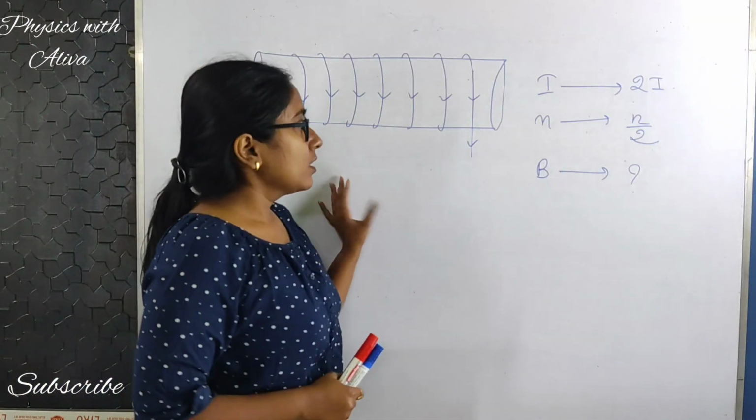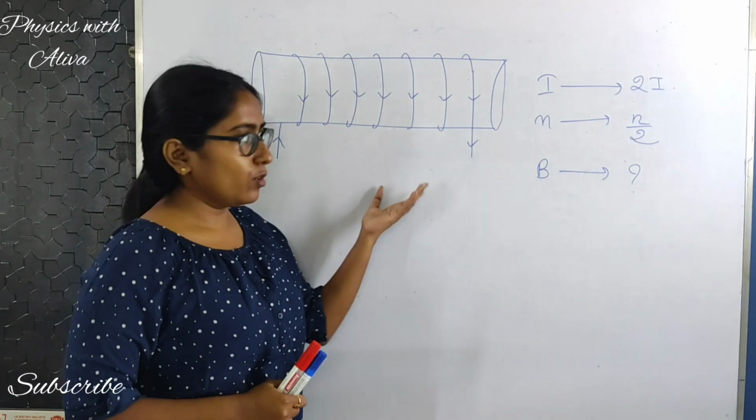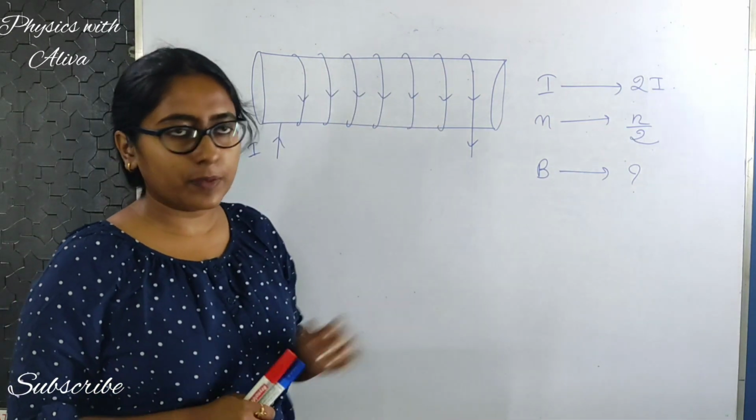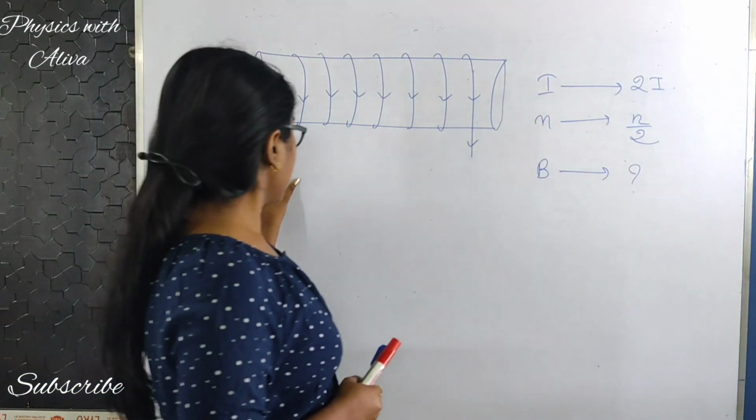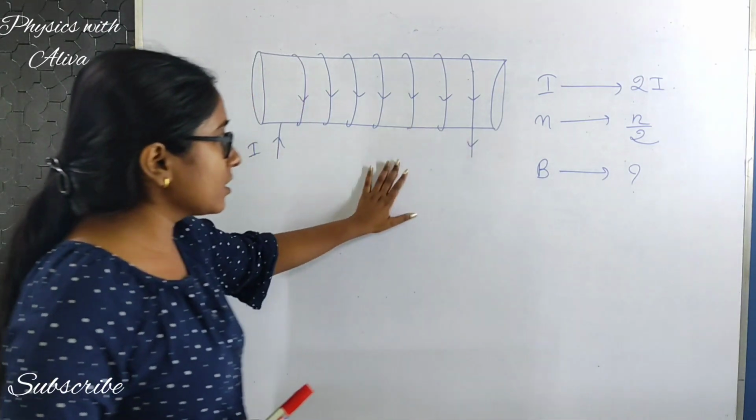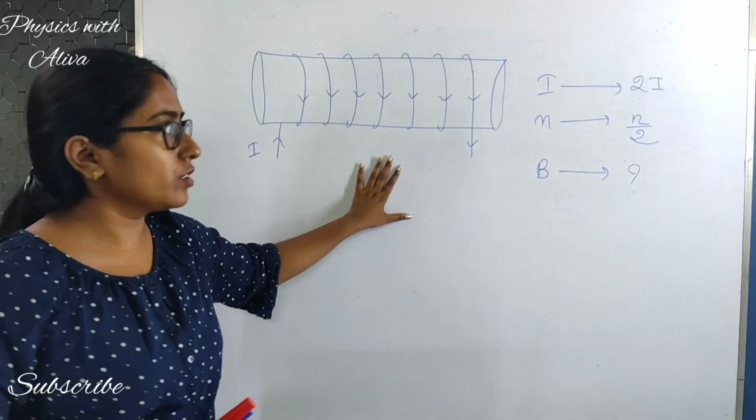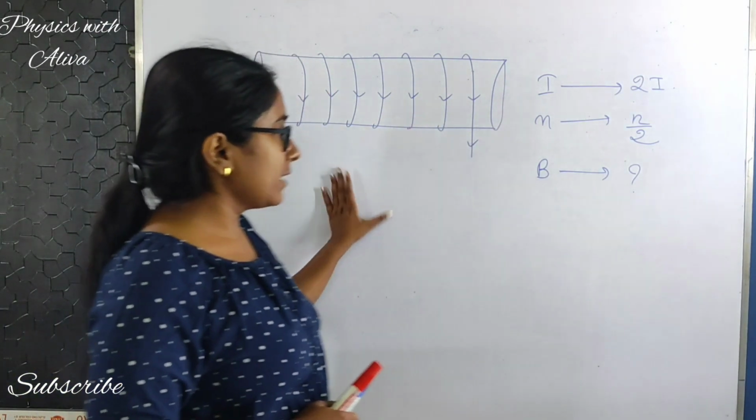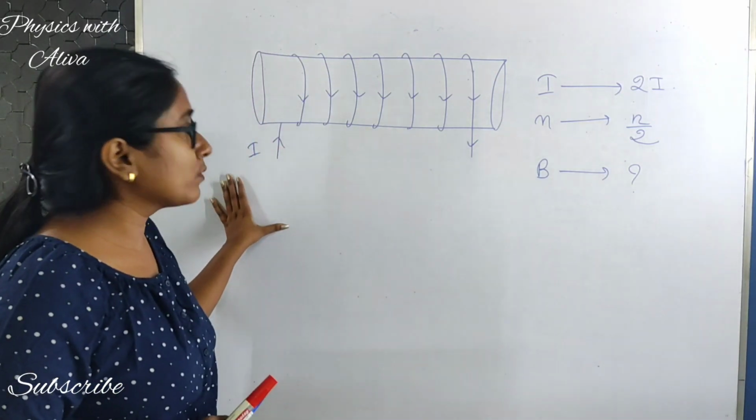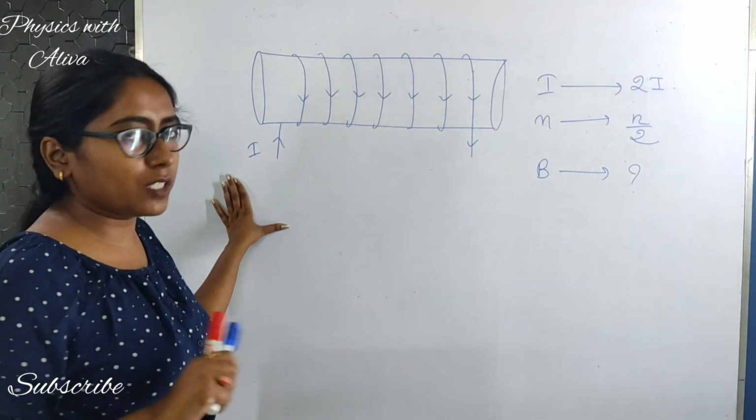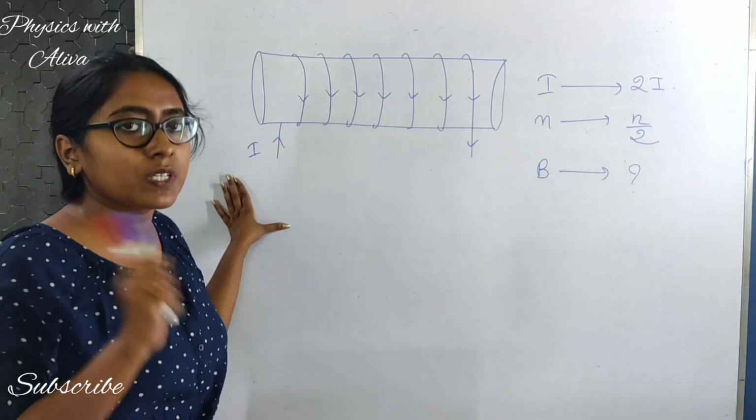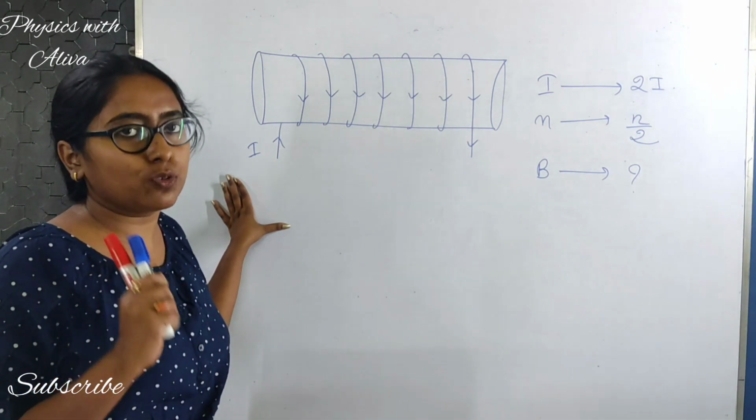In the question, long solenoid is written. Okay, this is a long solenoid. A current I is flowing through the solenoid. In the question it was said that when the current flowing through the solenoid was I and the number of turns per unit length in the solenoid was small n, the magnetic field was B. Now we are changing the current and we are also changing the number of turns per unit length. Okay, not the total number of turns. We are changing the number of turns per unit length.